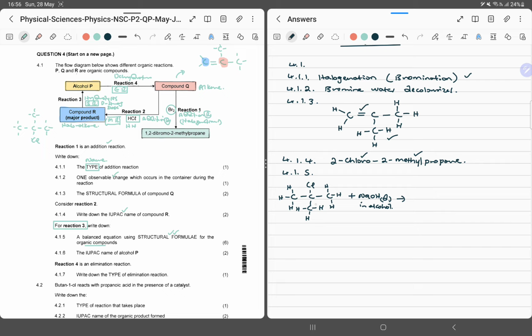Remember now, when we're doing a substitution reaction here, what we're going to substitute is the halide. So this is going to form us a tertiary alcohol. So it's going to be 1, 2, 3. The OH will attach there. Still have our methyl group.